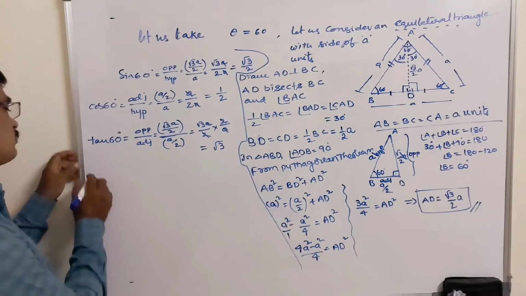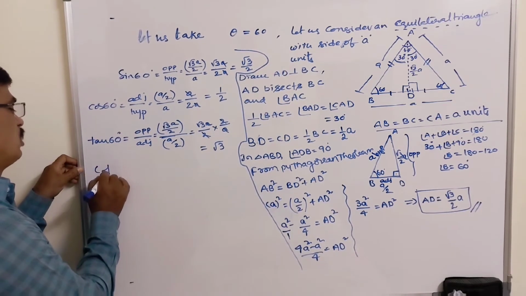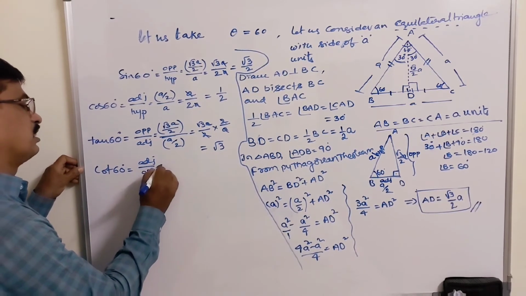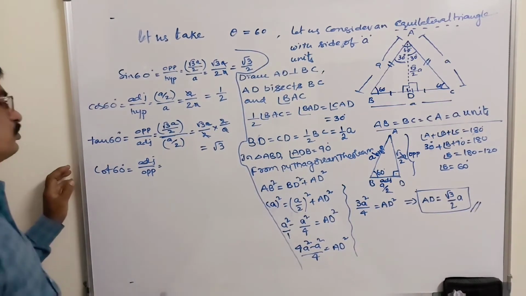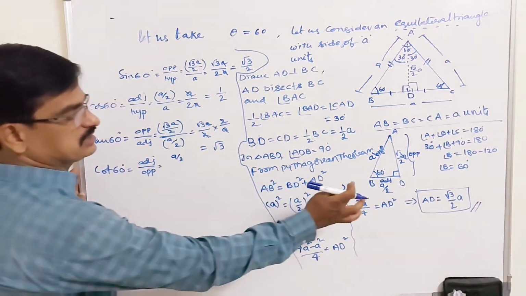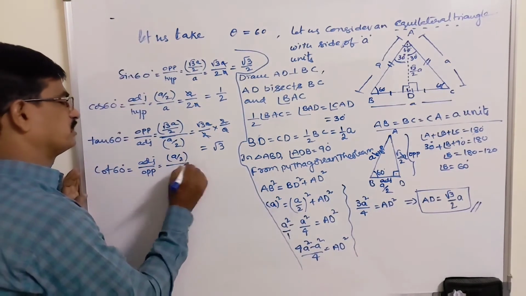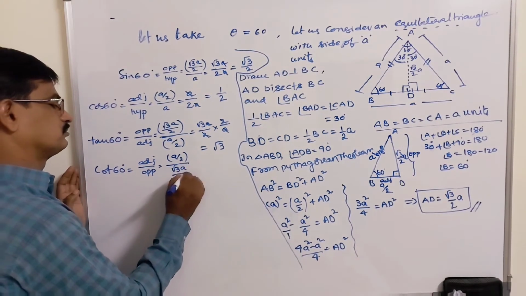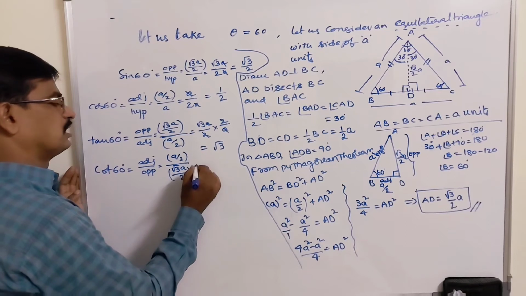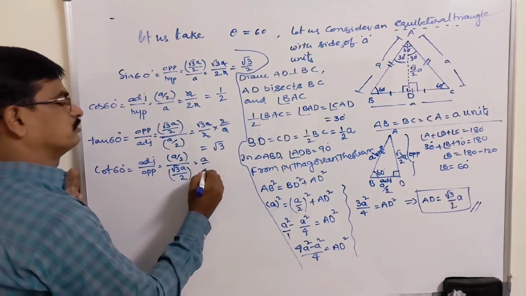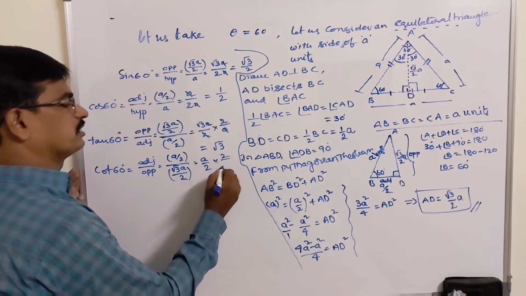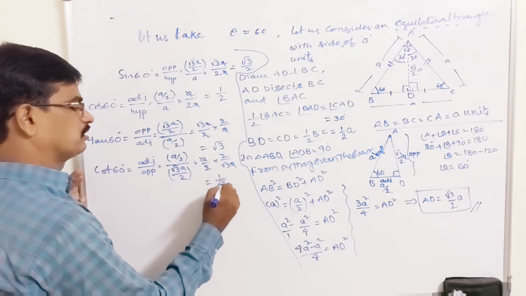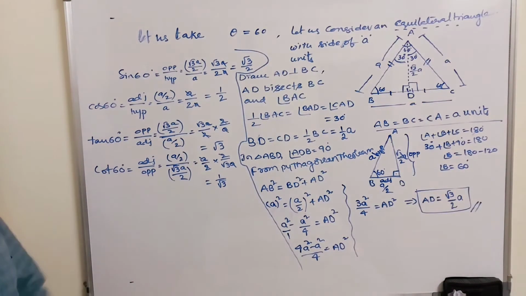Okay. Then cot 60 degrees is equal to adjacent side by opposite side. So adjacent side is from this triangle a by 2 divided by opposite side is root 3a by 2. Is equal to a by 2 into 2 by root 3a. A cancels out, 2 cancels out. Then 1 by root 3.